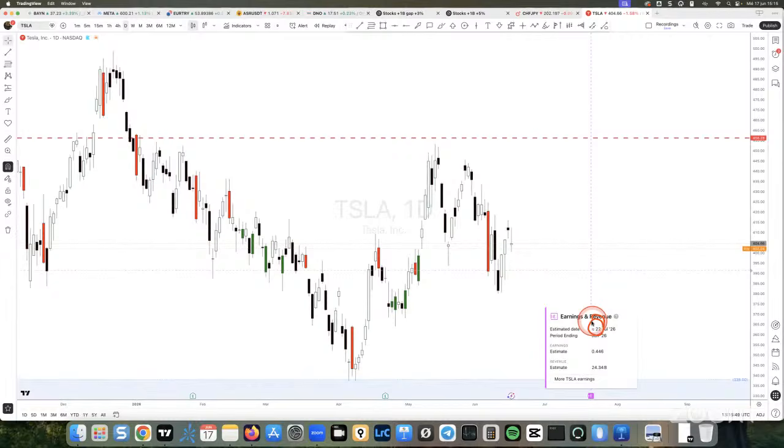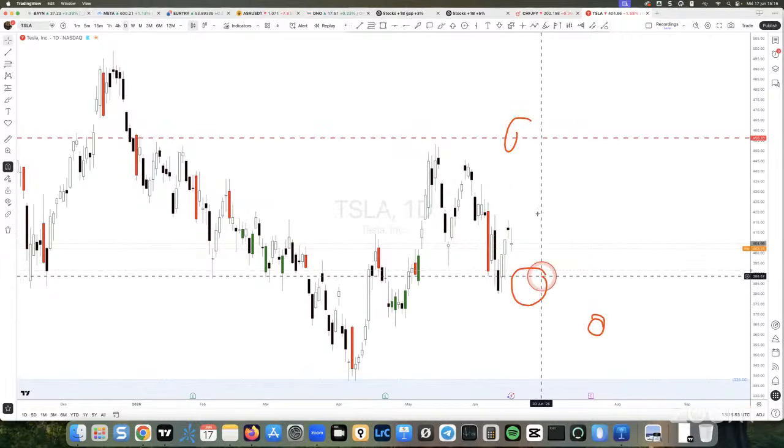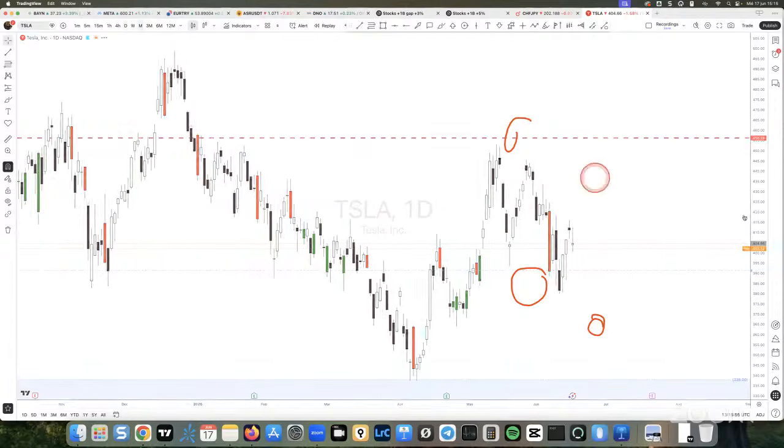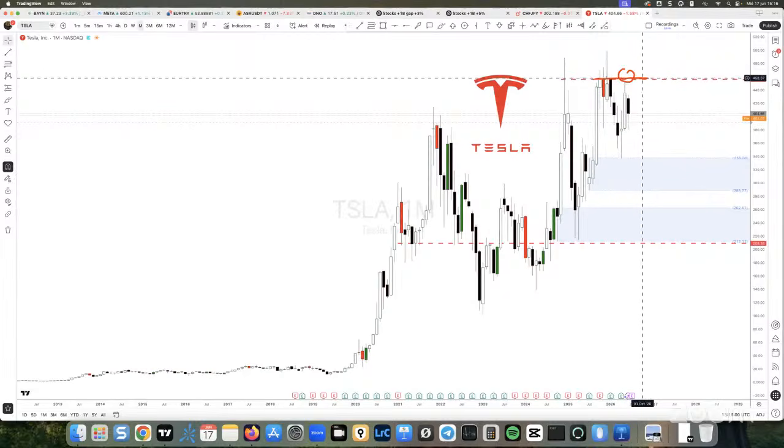So I don't care what's going to happen there. I don't care if Tesla is at the top. I don't care if Tesla stock is at the bottom. I just care that the monthly demand level is in control. It's long bias. If it happens over here, obviously I'm not going to buy.